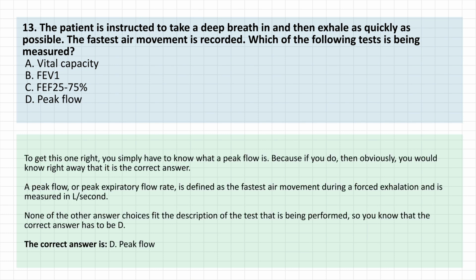Peak flow. To get this one right, you simply have to know what a peak flow is, because if you do, then obviously you would know right away that it is the correct answer. A peak flow, or peak expiratory flow rate, is defined as the fastest air movement during a forced exhalation and is measured in liters per second. None of the other answer choices fit the description of the test that is being performed, so you know that the correct answer has to be D. Peak flow.